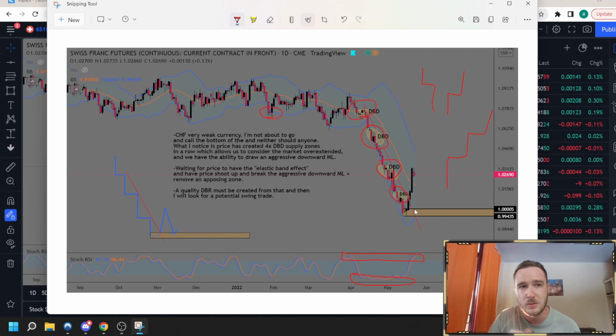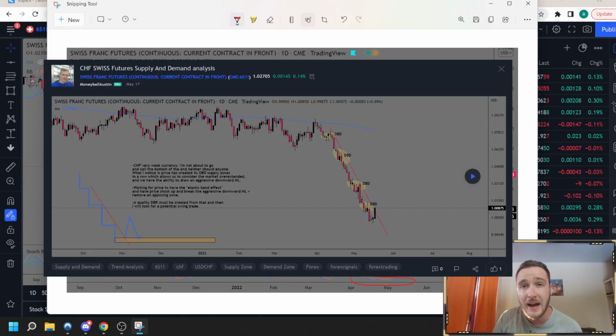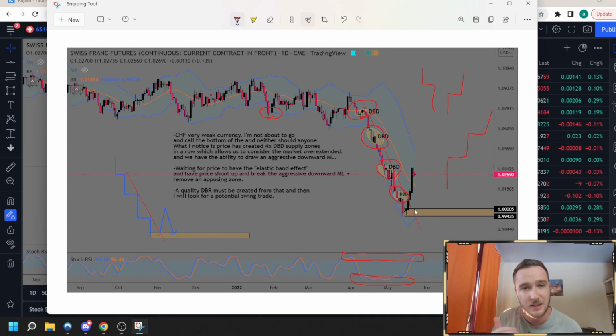And I mentioned here, this was a post I was talking about last week saying, hey, I think the Swiss market is overextended. I'm waiting for a pullback of buyers to be coming in or sellers, depending on what currency pair you are looking at. So I did take a note, hey, it is very weak. What I need to wait for is the elastic band effect. And when we have these three patterns in a row, we call it the elastic band effect. It was taught by my mentor. So I really like this setup.